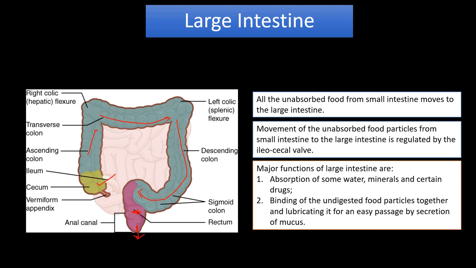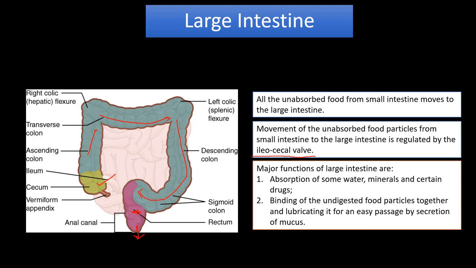All the unabsorbed food materials from the small intestine move to the large intestine, and this movement is regulated. The food cannot simply move from the small intestine to the large intestine every time. The first portion of the large intestine is the cecum, so there is a check on the movement of undigested food from the small intestine to the large intestine, and that is called the ileocecal valve that we talked about earlier. So what about the function?